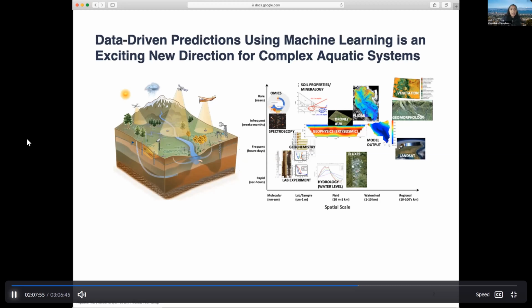So if we want to make predictions at scale for a variety of problems, let's see, my clicker is not working.